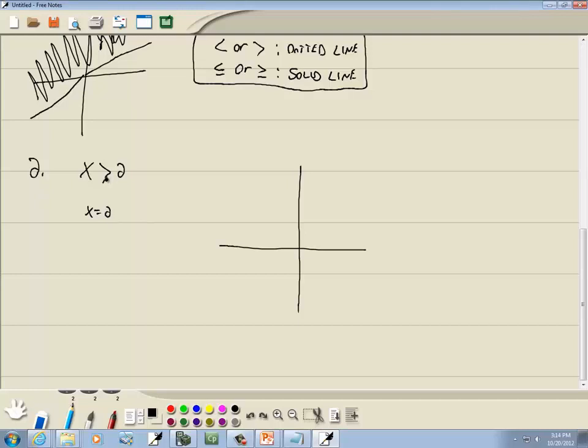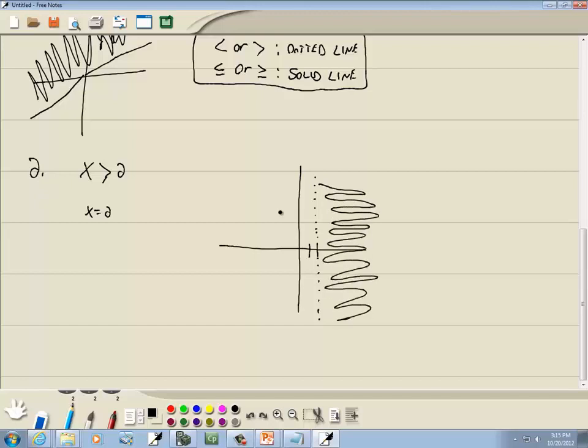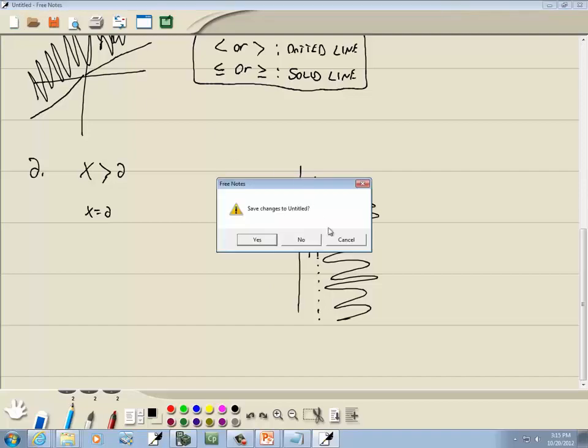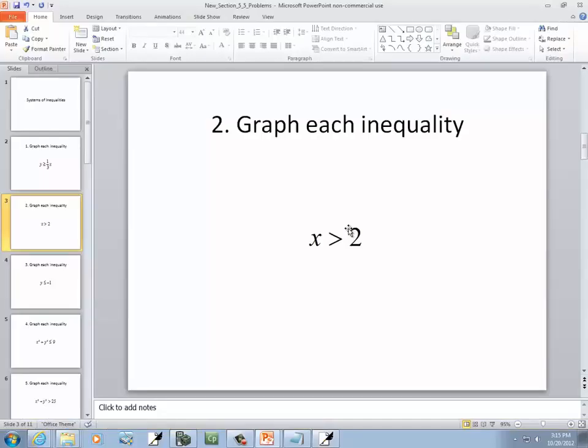Now, greater than means we're going to have a dotted line. So we're going to have a vertical dotted line at 2. Now, greater than 2, greater than is shaded to the right. If it had been less than, we would have shaded to the left. And that applies specifically with a vertical line. So let me start a new page, and we'll look at the next problem.